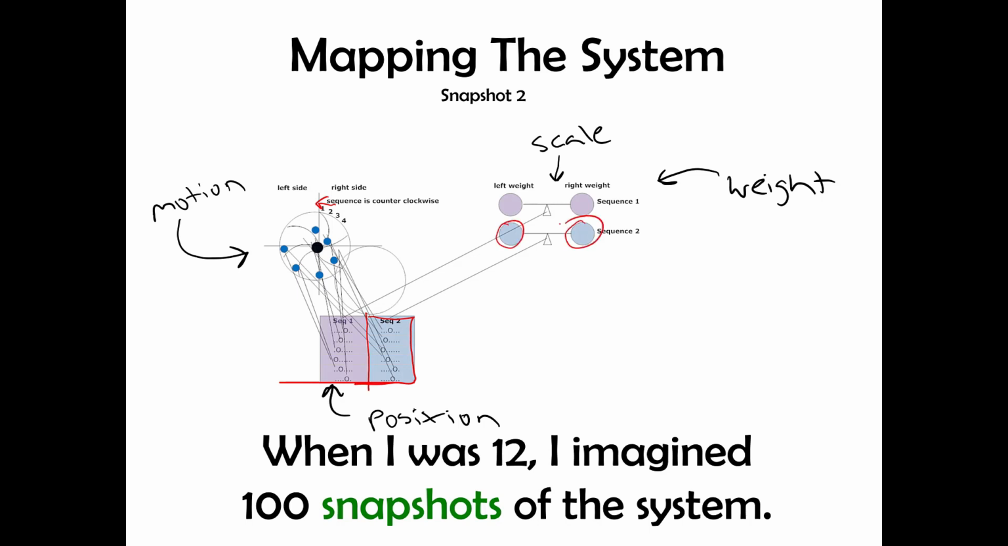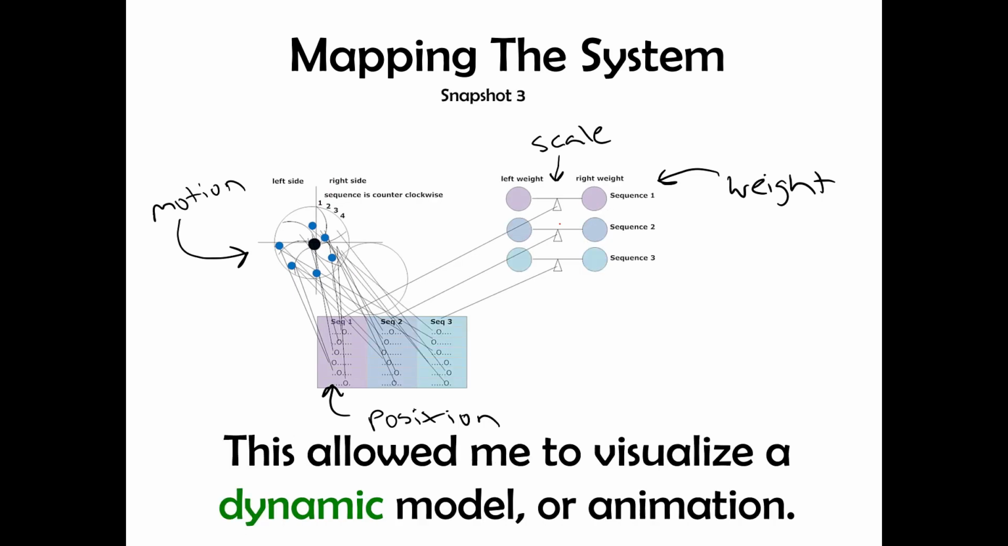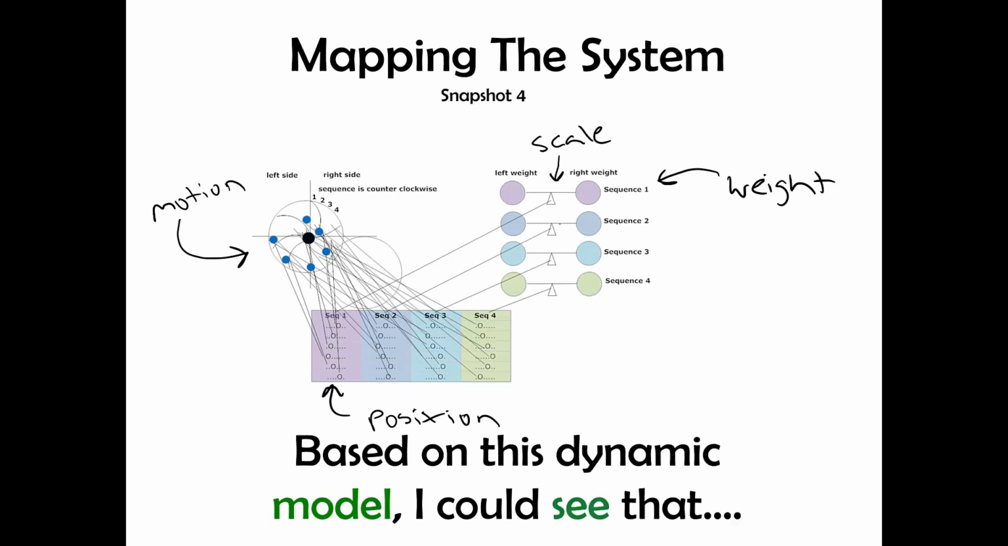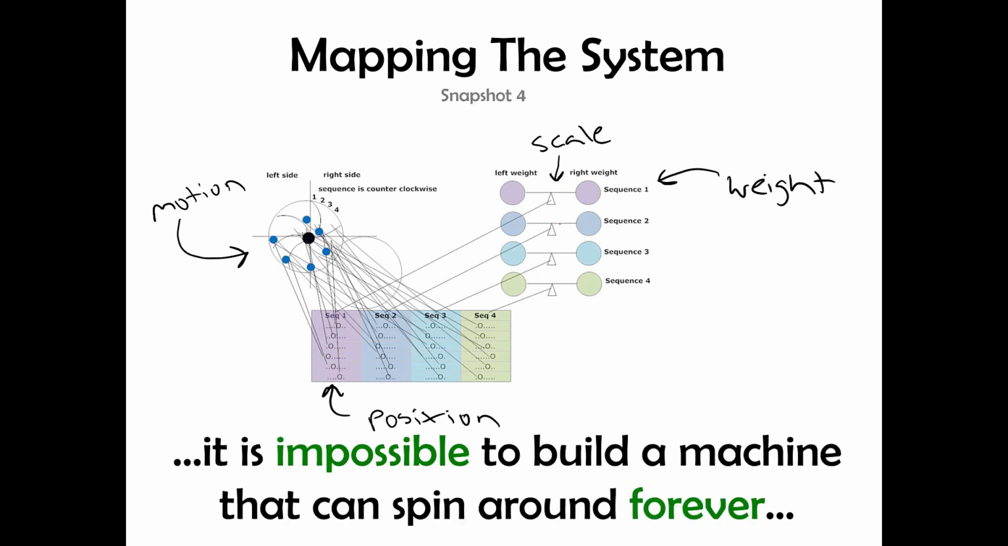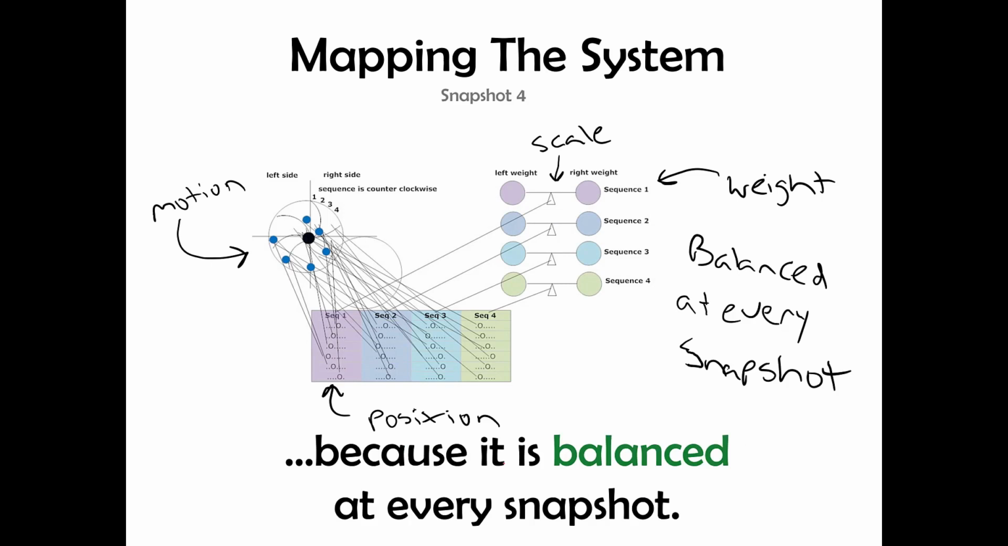And when I was 12, I did 100 snapshots of the system. And this allowed me to create a dynamic model, just like the one I showed you a couple slides ago. And based on this dynamic model, I could see that it's impossible to build a machine that can spin around forever because it's balanced at every snapshot.